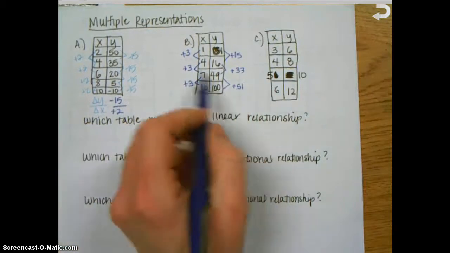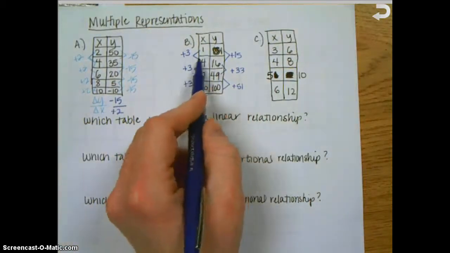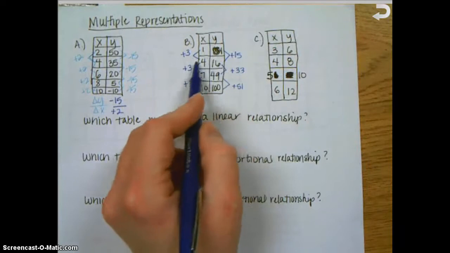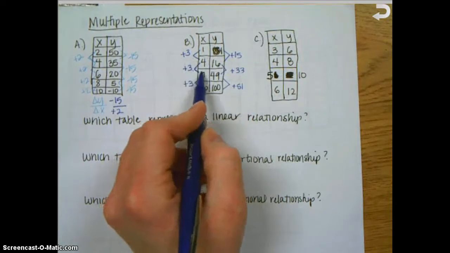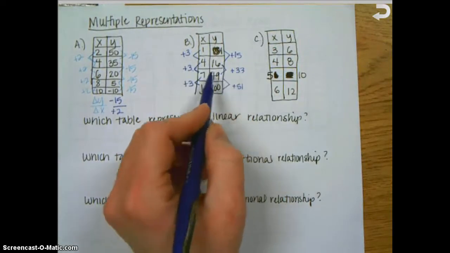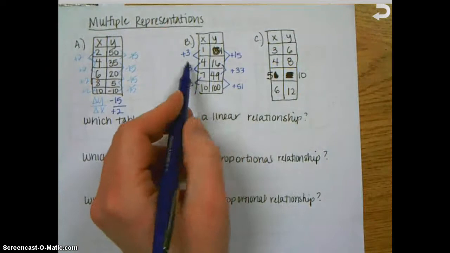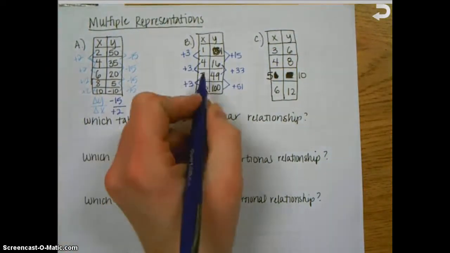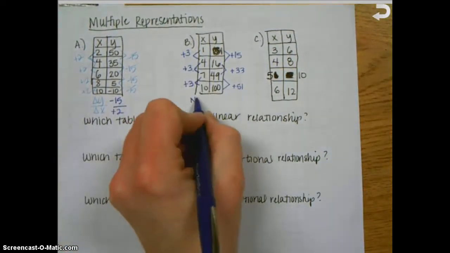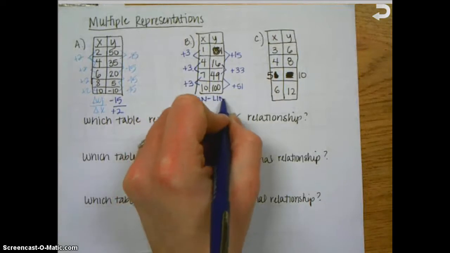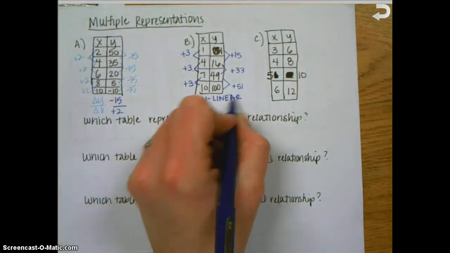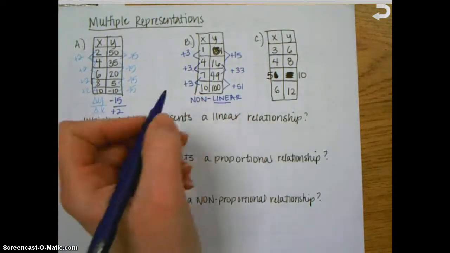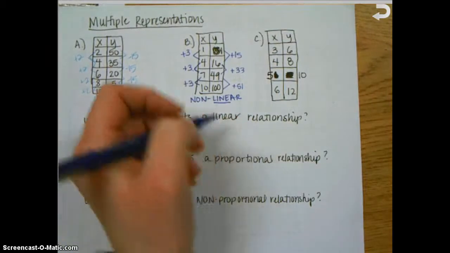Here my x increased by 3, but my y went up 15. And here, my x went up 3, and then my y went up 33. There's not a constant rate of change. Every time it was different. So this is what we call a nonlinear relationship. And you can tell, in linear, you see the word line. That means when we graph it, it wouldn't be a straight line.